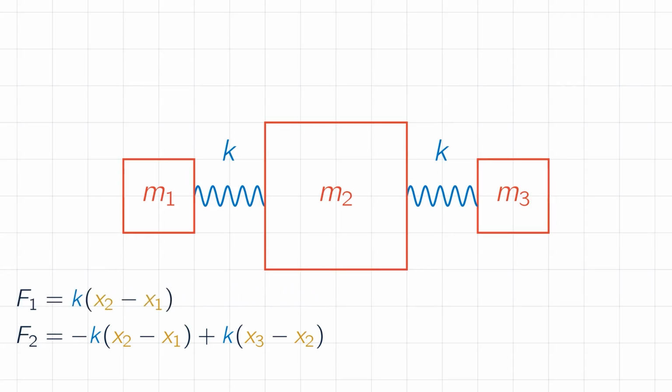Something similar is true for the wing on the right. The force that the right spring exerts on the fuselage is equal to the force on the right wing and thus equal to minus k times (x3 minus x2).